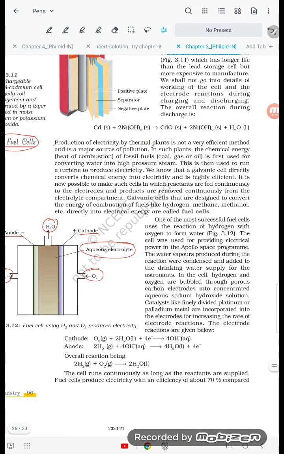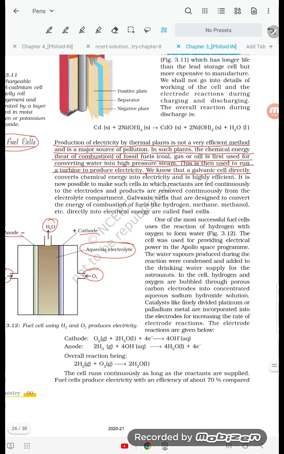Firstly, they are talking about production of electricity by thermal plant is not a very efficient method and is a major source of pollution. In such a plant, the chemical energy, the heat of combustion of fossil fuel, is first used for converting water into high pressure steam. This is used to run the turbine to produce electricity.